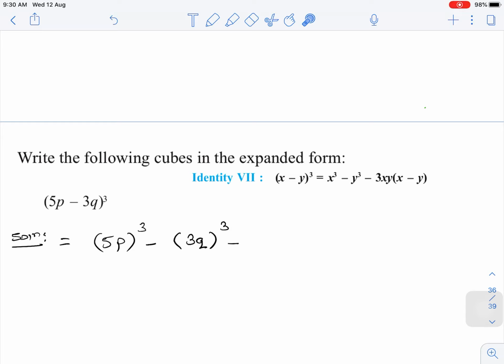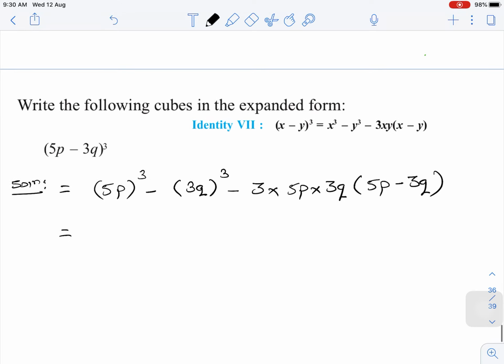Now 3 into, here x means first term, y means second term. So what is our first term? It is only 5p, and the second term is 3q. In the bracket, it is first term minus second term, so we can write it as 5p minus 3q.